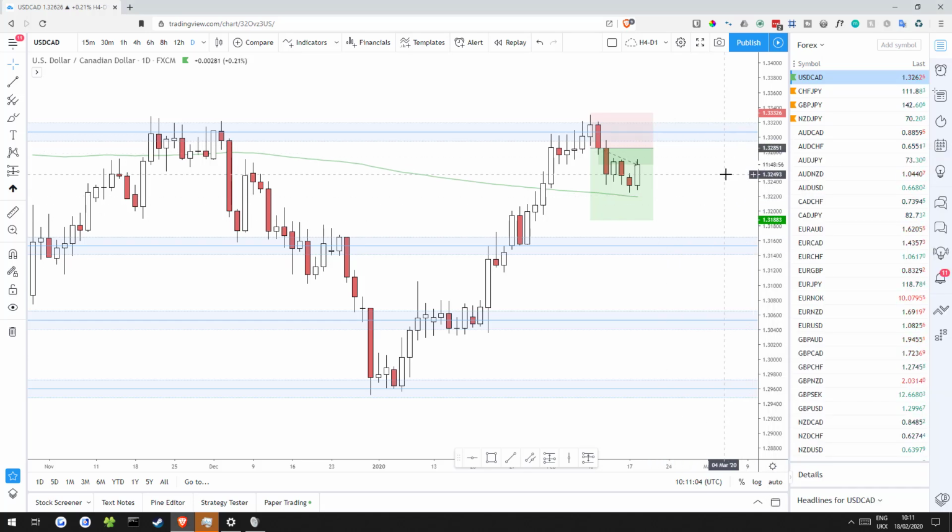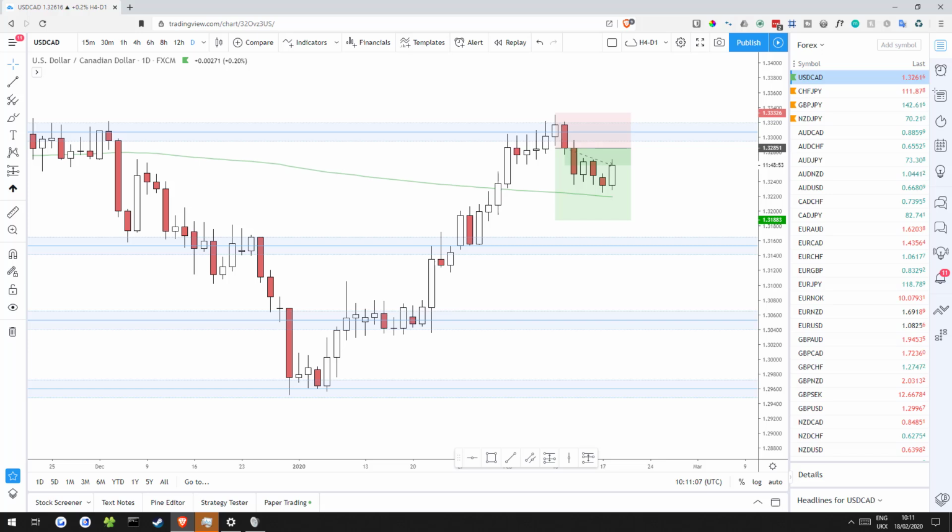You're looking at a USDCAD daily chart. In today's analysis, we're going to be looking for price action setups across all of these pairs here.